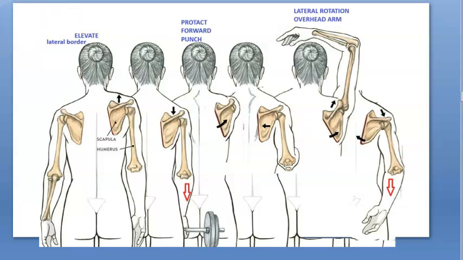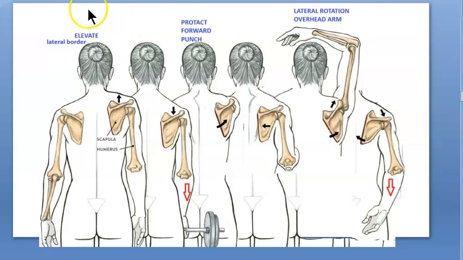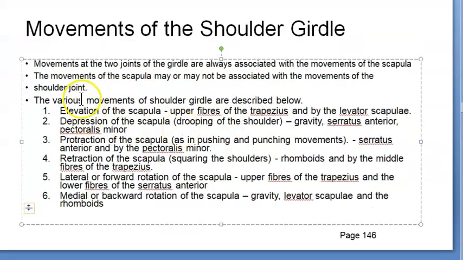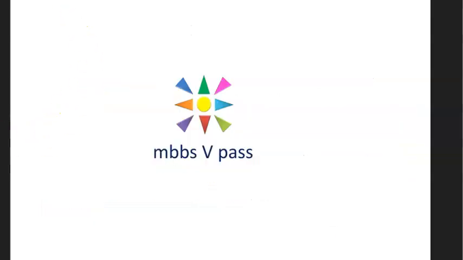Movements are done, guys. And where is squaring of shoulder? If somebody asks you where squaring of shoulder happens: when you retract both your scapulae. Very good. Now the movements are done. What are the movements that you will write? You will write elevation of scapula, depression of scapula, protraction of scapula, retraction of scapula, lateral and forward rotation of scapula, medial backward rotation of scapula. Where does squaring of shoulders happen? Focus here. Retraction of scapula.